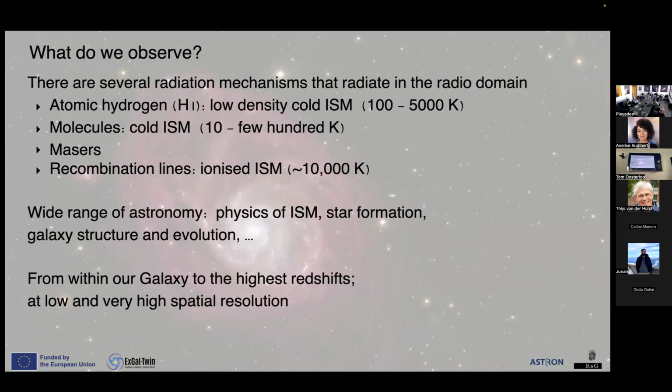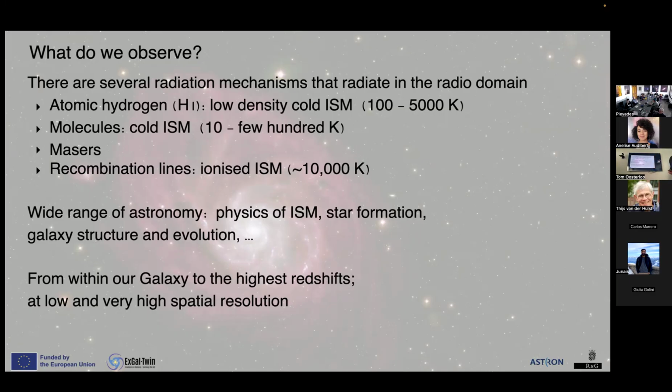Before that, just very briefly, the main radiation mechanisms that we observe in the radio domain, and I'm sure you're familiar with it: atomic hydrogen, where you observe the low density cold ISM, temperatures 100 to 5000 Kelvin. Then, of course, there are many molecules. There's also the really cold ISM, masers, OH and water, for example, they have maser lines. And I'll mention the recombination lines. It's something that people usually overlook. That's the ionized ISM, the HII region kind of conditions.